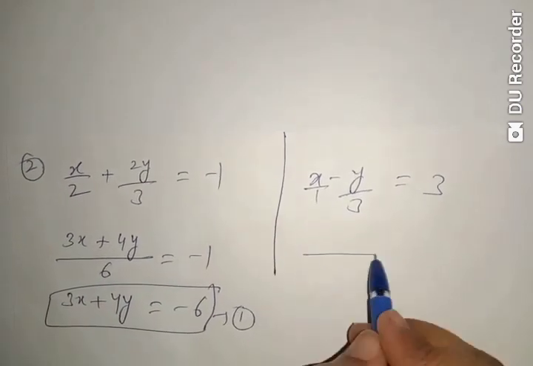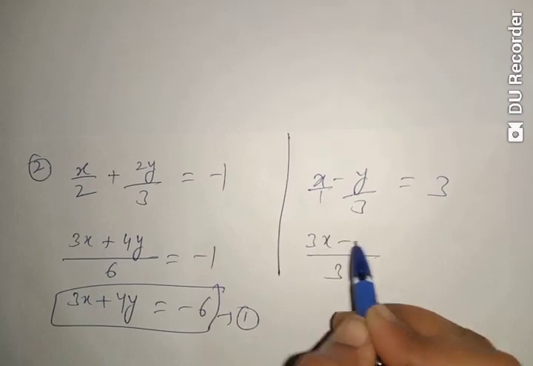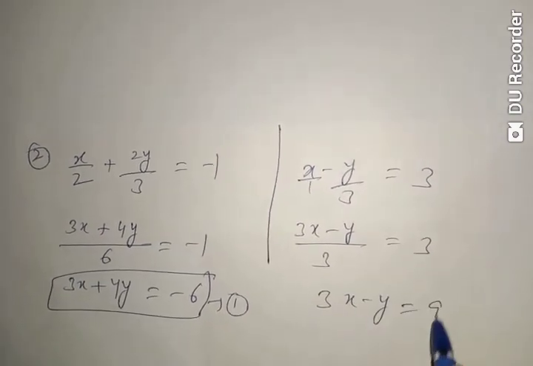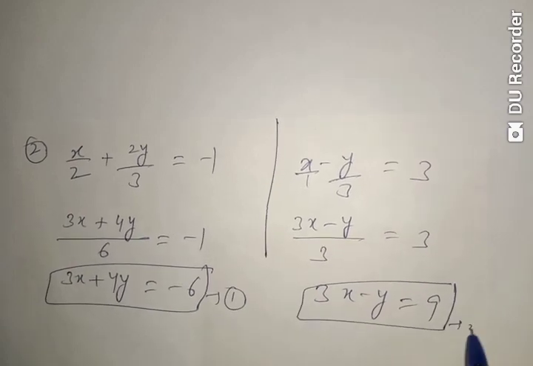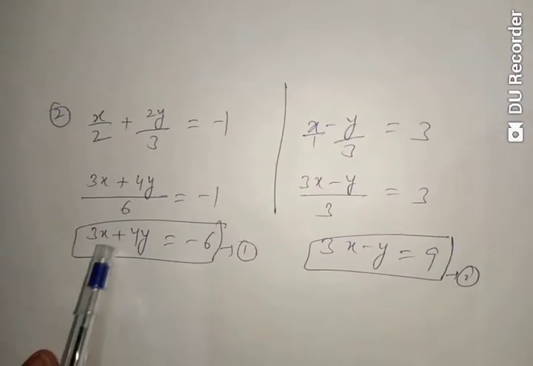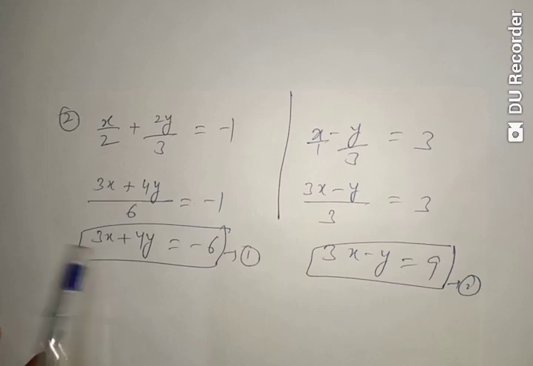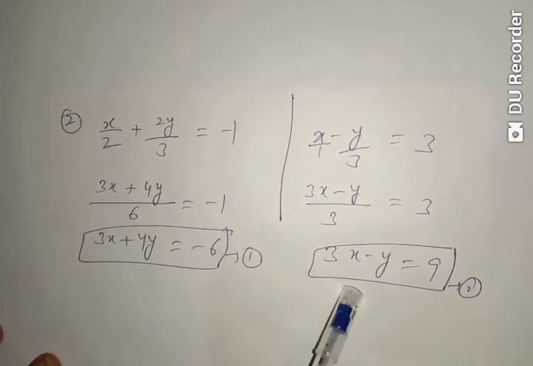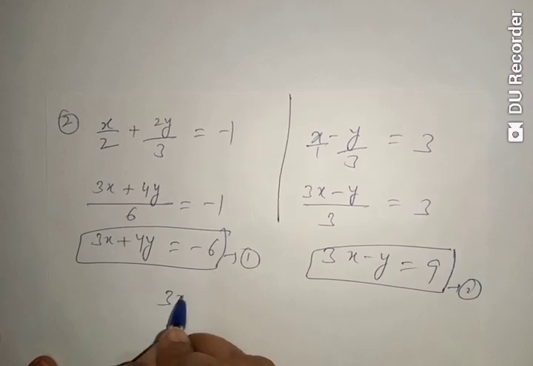And taking LCM of this, you will get 3x minus y is equals to 3. So equation will become 3x minus y is equals to 9. This is the second equation. I think you can easily solve it. Just see, the coefficient of x here is 3 and also the coefficient of x here is 3. You can easily solve this equation. Okay, I am solving for you.